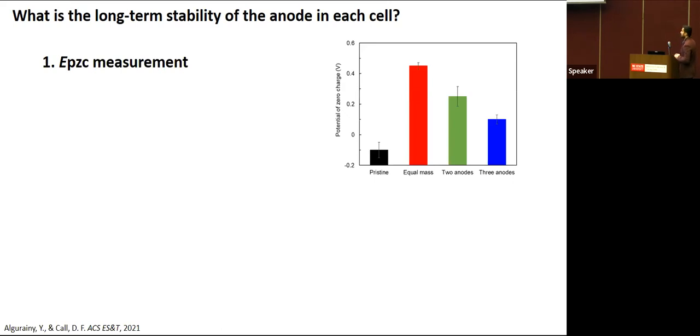So we measured the EPZC, and compared to the pristine that was not operated, the anode EPZC in all of the electrodes actually shifted to more positive values. However, that change was dependent on the mass ratio of electrodes. The anode in the cell with 1:1, the conventional system design, experienced the greatest change, indicating that it actually experienced much greater corrosion compared to the other cells, or the cell with a modified cell voltage distribution.